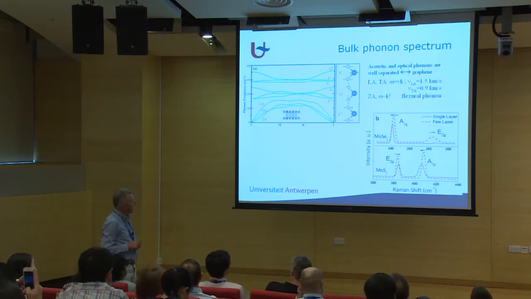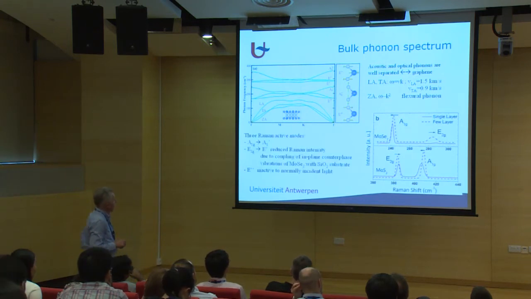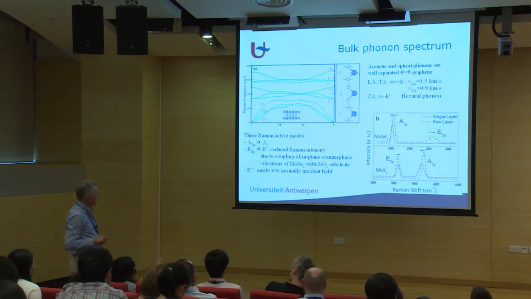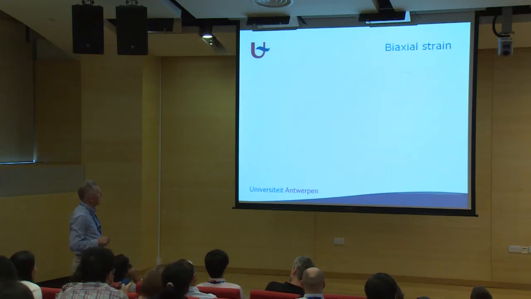That's one big difference. Another thing is that if you look at single layer and compare it with few layer, this one here is quenched at the single layer level. So you have 3 Raman active modes, as I discussed already. This one is the most intensive one. Then you have the E2G, that's due to the coupling of the in-plane vibrations. And then this one, which I did not show here because it has a lower energy.